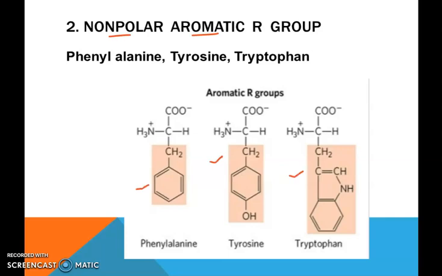Phenylalanine has a benzene ring. Tyrosine has a phenol, or we can say that there is a hydroxyl group present. Tryptophan has an indole group present. Due to the presence of this nitrogen and this hydroxyl group in tryptophan and tyrosine respectively, these two amino acids are more polar than phenylalanine.